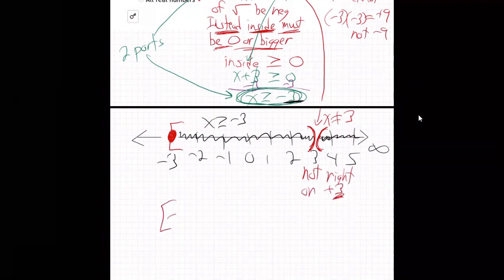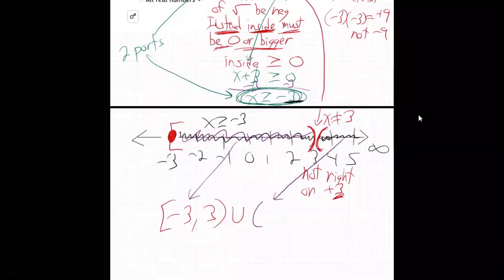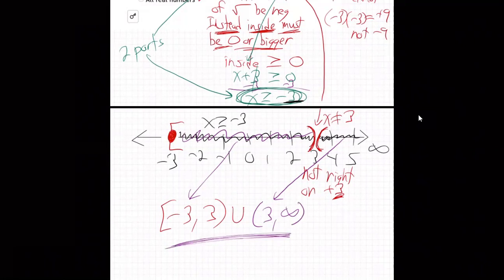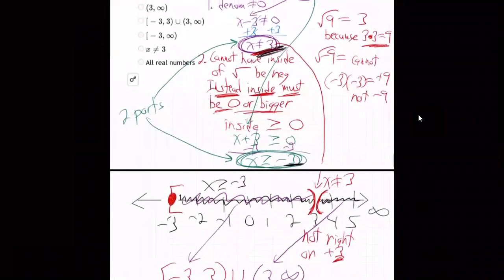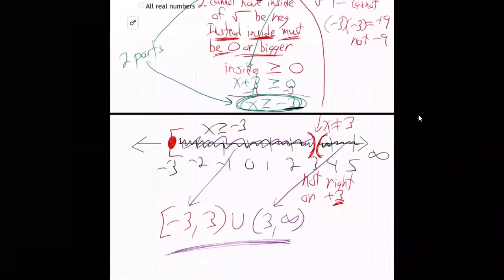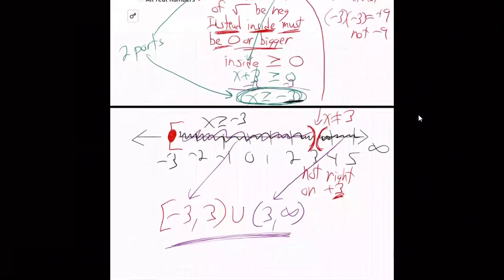So in other words, our answer is -3 to 3 united with, because there's this whole section, which is all the numbers between -3 and +3. And then this section, which is all the numbers from 3 to infinity. That's our final answer, which is up here. I know that's confusing. Does that make sense? Because we have 2 intervals there at the end.